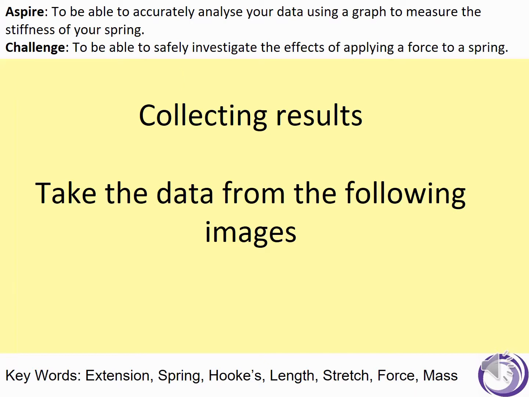So now you've got a completed table, what I would like you to do is to concentrate on the length column. I'm going to show you now a series of images where you can clearly see how many slotted masses, 1 Newton weights, have been added, and you can see the pointer on the ruler. Try and read as accurately as you can the number of centimeters and millimeters, then convert that to meters and put it into the table.